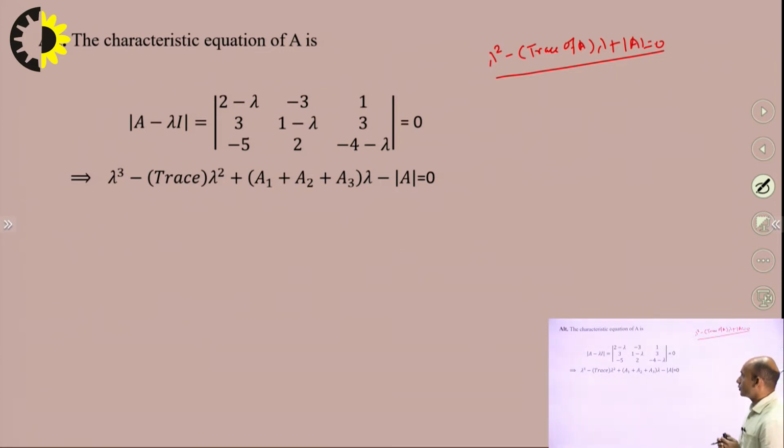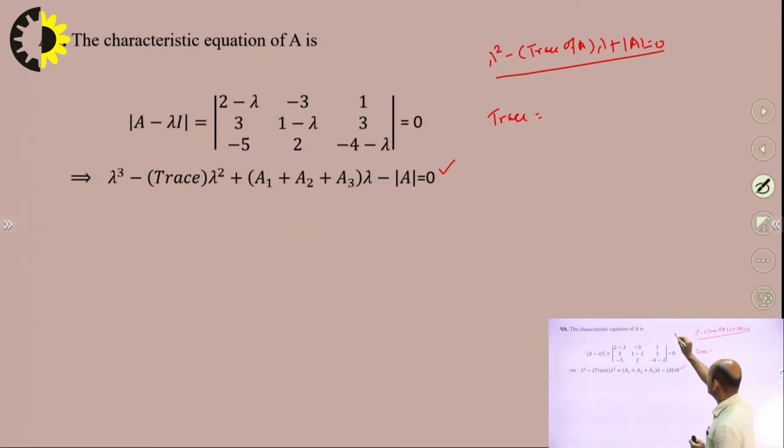And for a 3 by 3 order matrix, we have the characteristic equation as lambda cube minus trace of A times lambda square plus (A1 plus A2 plus A3) times lambda minus determinant of A equals 0. Actually, these A1, A2, A3 are the minors corresponding to the principal diagonal. Now we have to find the trace. So what is the trace? Trace is actually the sum of diagonal elements. So first we have to find the sum of diagonal elements.